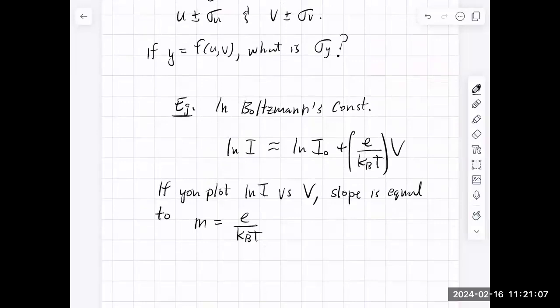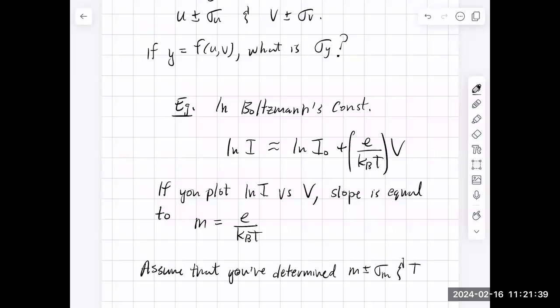So what we're going to imagine is you've done the experiment and then you've come up with an estimate of the slope and the uncertainty in the slope. And you've also come up with a measurement of T, the temperature, and its uncertainty. So let's assume that you've determined m plus or minus its uncertainty and T plus or minus its uncertainty.